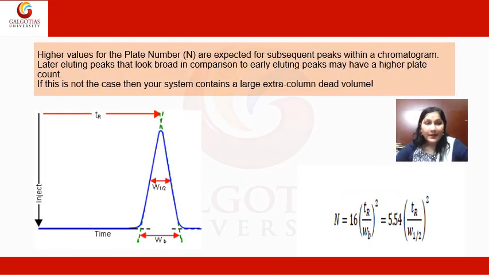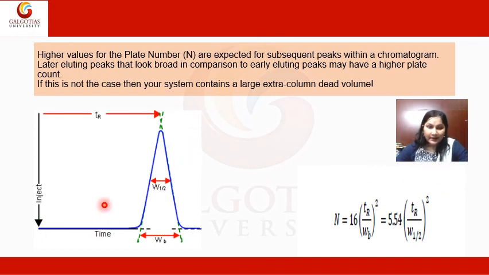You can see here, higher values for the plate number N are expected for subsequent peaks within the chromatogram. Later eluting peaks that look broad in comparison to early eluting peaks may have a higher plate count. If this is not the case, then your system contains an extra large column volume. You can see here in the equation, capital N is equal to 16 (TR by WB) whole square, or this can be simplified as 5.54 within bracket (TR by W half) square.